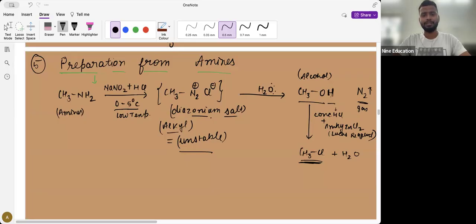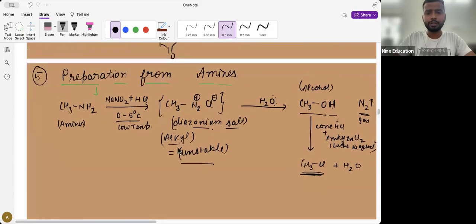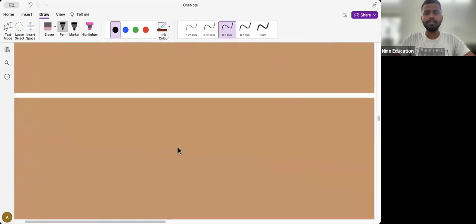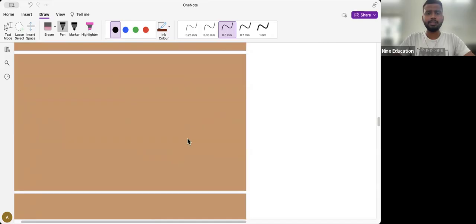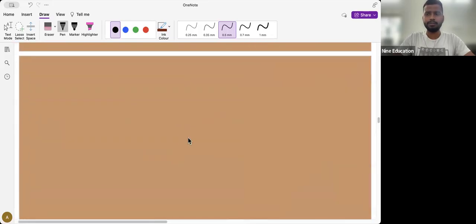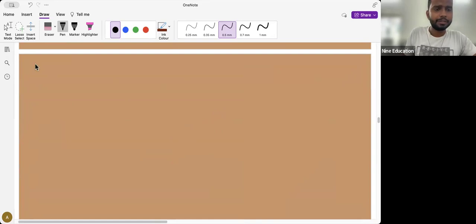Next thing, beta. This was preparation from amines. Next one is preparation from carboxylic acids. This was the fifth one. This is the sixth preparation. Preparation from carboxylic acids.